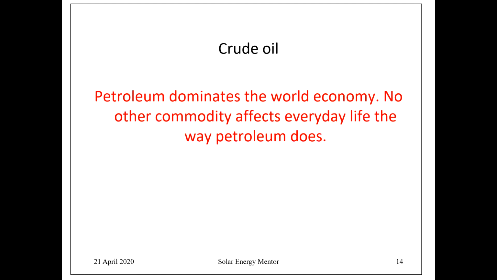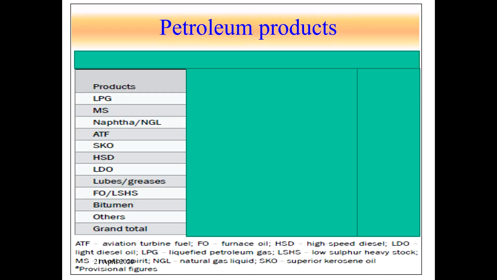Let us continue our discussion on energy scenario. After coal, the important energy resource is crude oil. Petroleum dominates the world economy. No other commodity affects everyday life the way petroleum does. We cannot move a kilometer without the use of petrol or diesel. So that is a dependence on diesel and petrol. So we obtain these from crude oil.